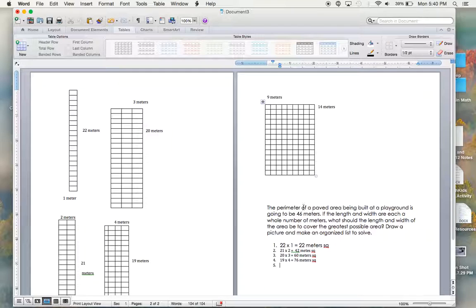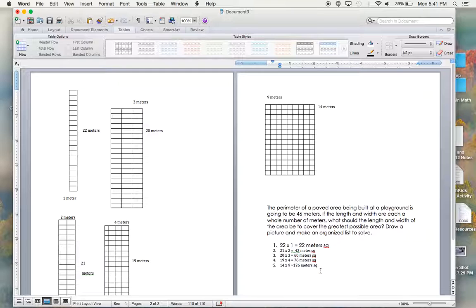Let's look at 9 meters by 14 meters. If you add 9 and 14 and 14 and 9 all around, you're going to get 46. If I do the area, the length times the width, then 14 times 9, I believe that's going to be 126 meters squared.